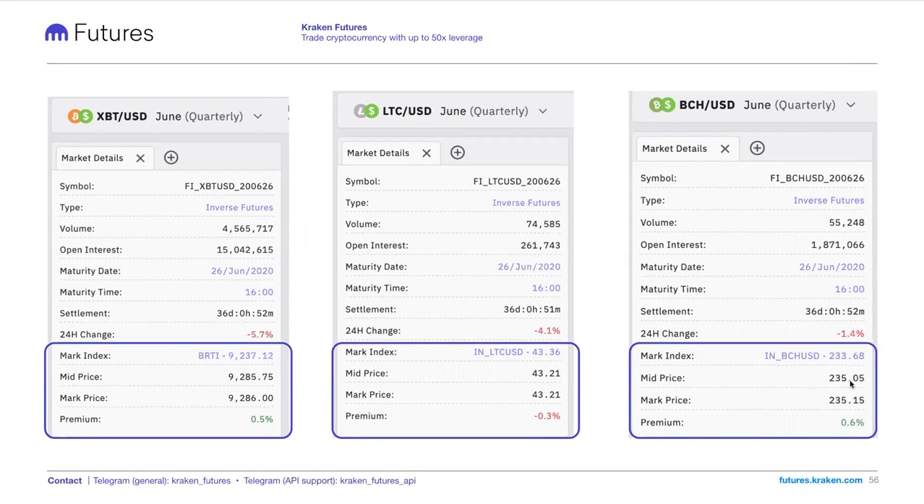And same thing with Bitcoin Cash. There's a spot price of $233 and a mark price of $235. So mark price is the contract price. The market is saying we expect there to be a premium of 0.6%. Why don't I show you what it looks like in the platform, and then we'll talk about how you factor this premium into your trading activity.